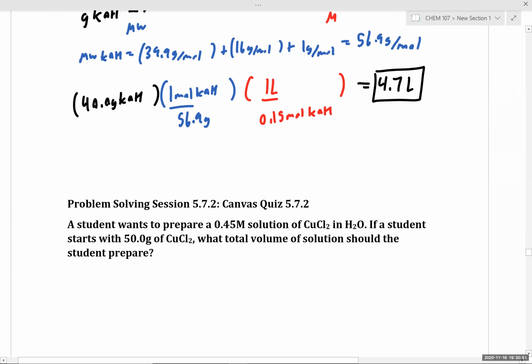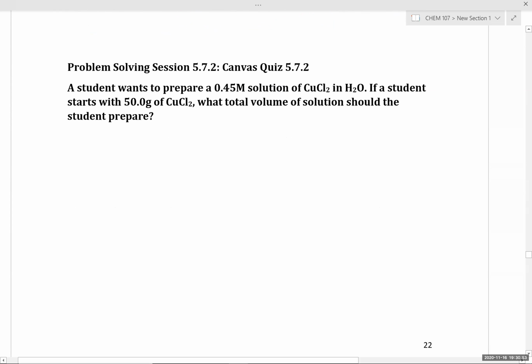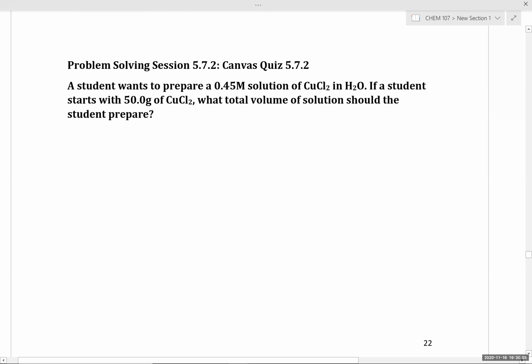Okay, then let's apply what we've learned to the following example. And let's work on this example for about 3 minutes. And let's figure out what total volume of solution needs to be prepared if you're trying to prepare a 0.45 molar solution of copper chloride from 50 grams of copper chloride.